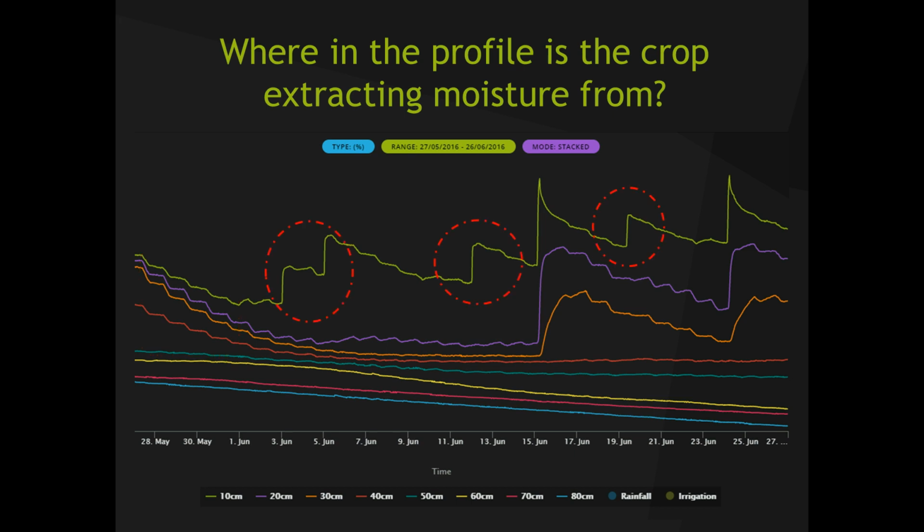We can also see the impact from irrigations. The ones circled here have only had an impact to a depth of 10 centimetres. These irrigation events have had an impact to a depth of 30 centimetres, but this still hasn't been enough to replace the moisture that was used by the crop at 40 centimetres.